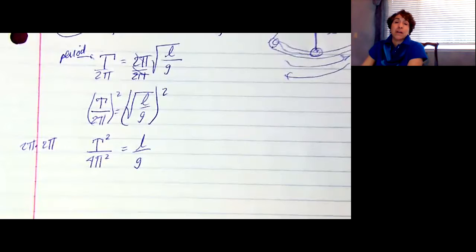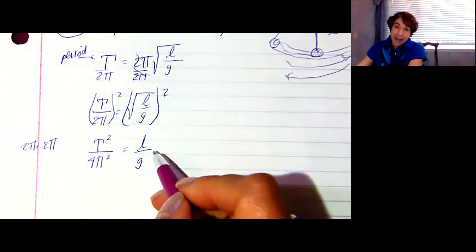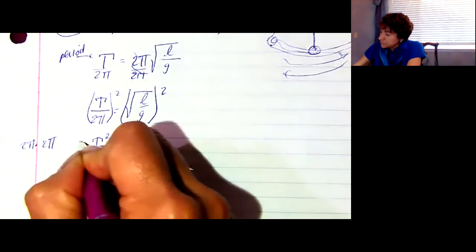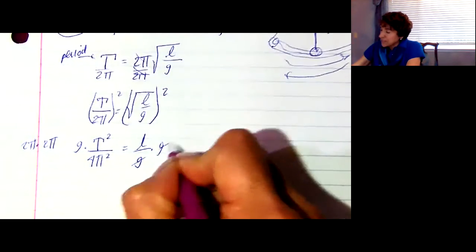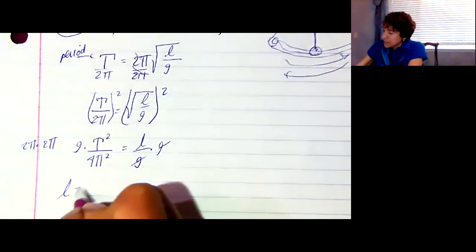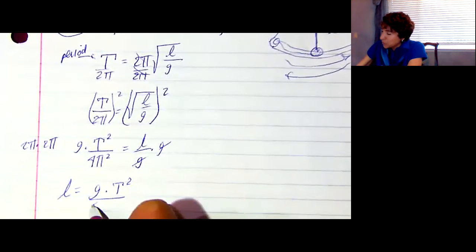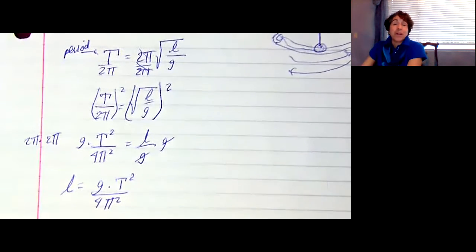Okay, so I'm almost there. Now I want to isolate the L. I'll multiply g to both sides. Now my g's cancel out. So I'm left with L is equal to little g times the period squared all over 4 pi squared.